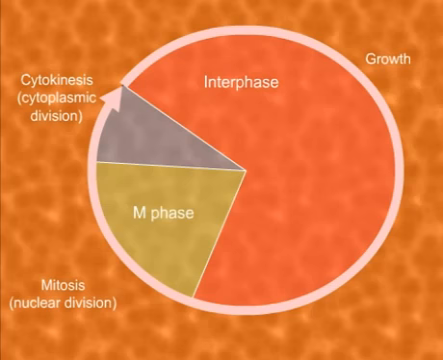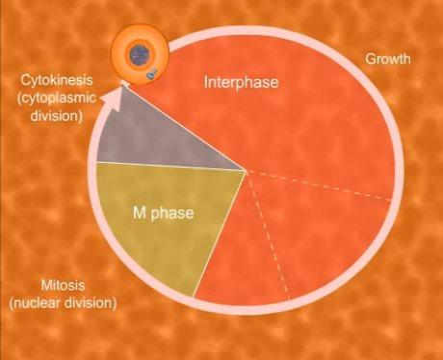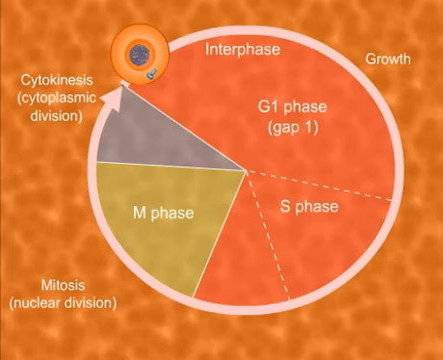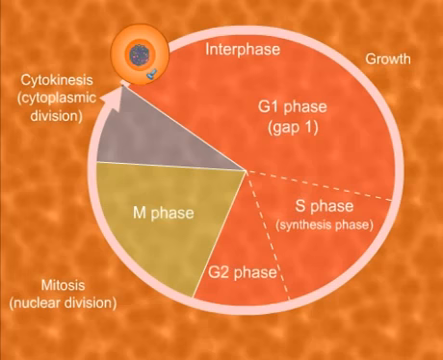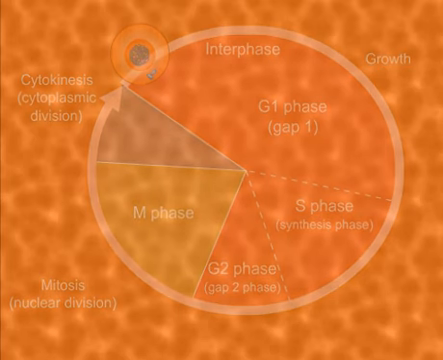During interphase, the cell prepares itself for the division. Can you guess what this preparation means? This means that a cell is engaged in growth and metabolic activities. This phase is further divided into three phases: G1 phase or gap 1, S phase, also known as synthesis phase, and G2 phase or gap 2 phase. Now let us look at these phases one by one.